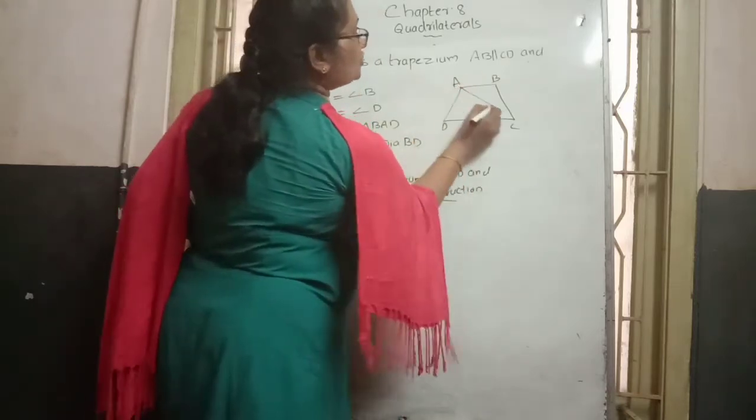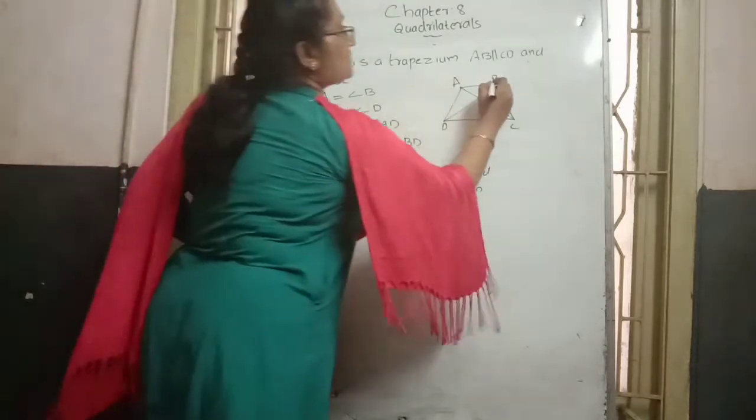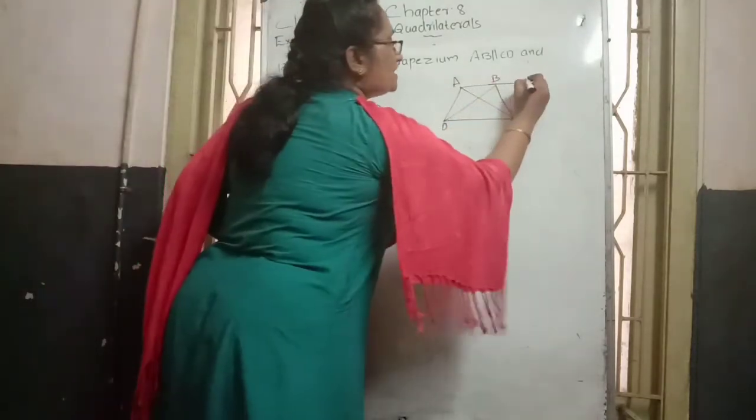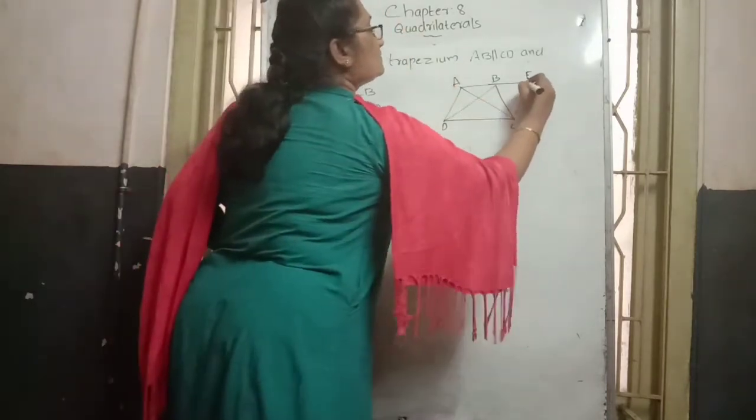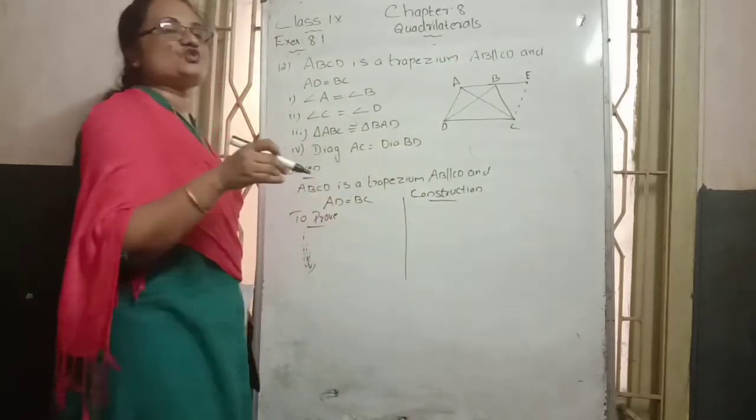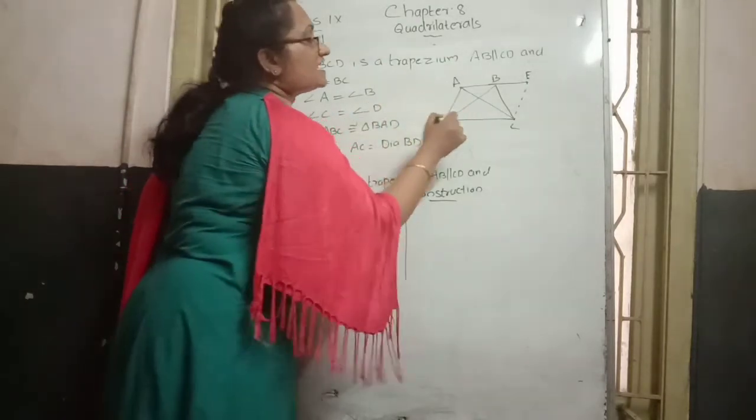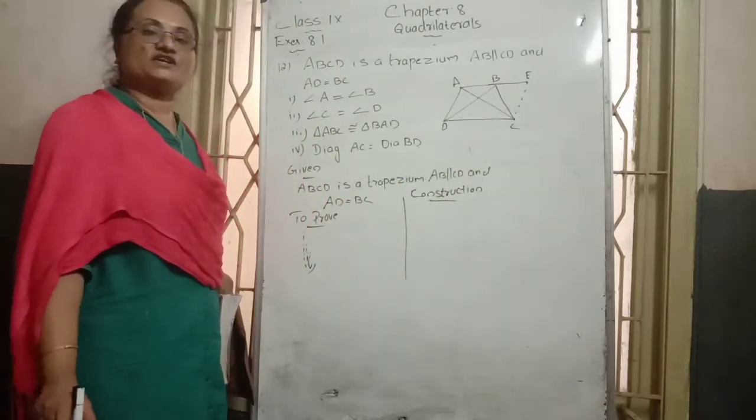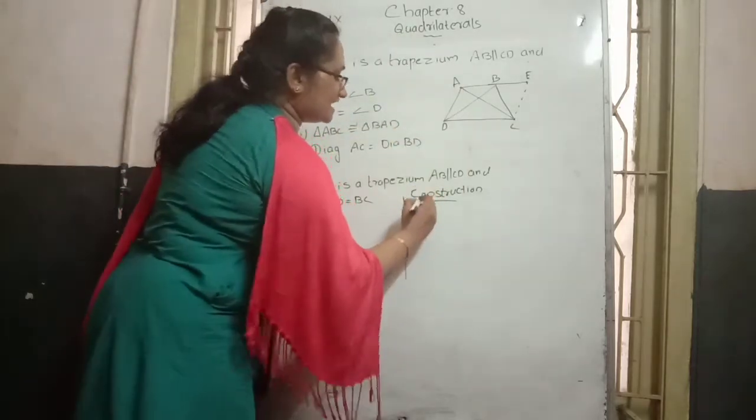Construction: A to C and B to D are joined, and side AB is extended outside. Mark a point E, then join E to C. Now we get a parallelogram, that is, ADCE is a parallelogram. So that is the extra construction we do.